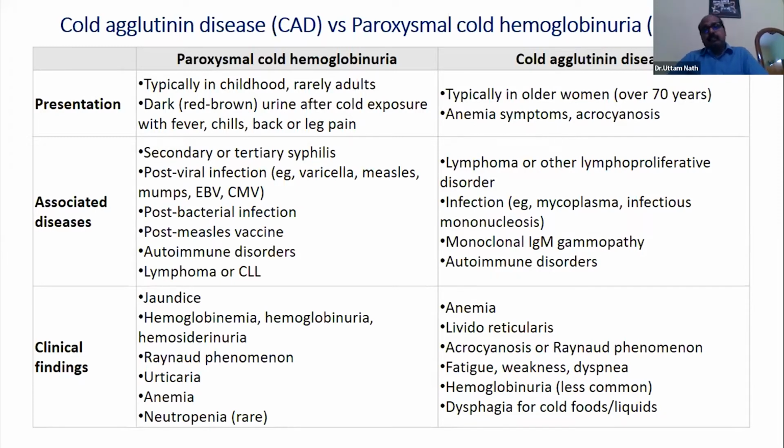Clinical findings in cold agglutinin disease, anemia may or may not be there, but other cold-related symptoms are often present, like acrocyanosis, Raynaud's phenomena, fatigue, mild icterus particularly during the winters, dysphagia for cold foods or liquids, and in severe cases, hemoglobinemia and hemoglobinuria may be there. In PCH, again, there can be hemoglobinemia and hemoglobinuria after cold exposure, along with symptoms like fever, chills, back pain, anemia, and Raynaud's phenomena.